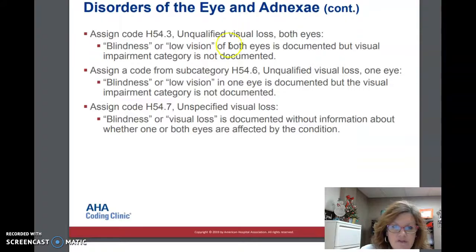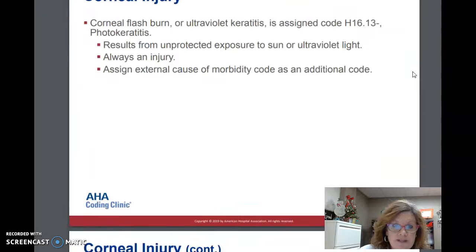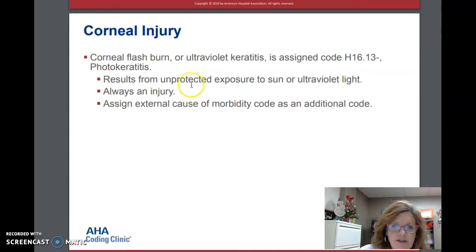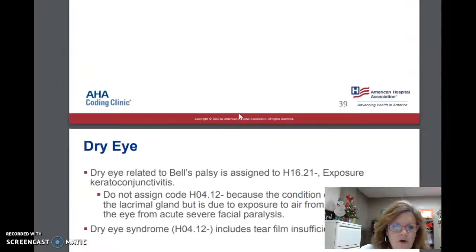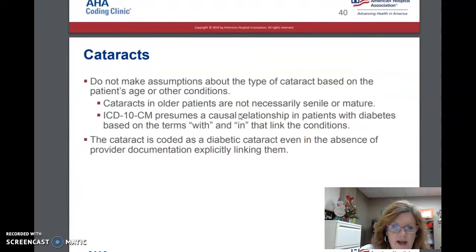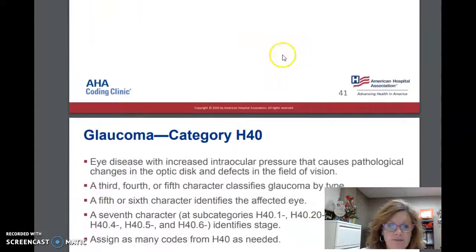Okay, so again, it's explaining the different codes out. There isn't any big coding rules to these. With a corneal injury, the only thing here, if there's an external cause, add that as an additional code. Okay, so with that we have dry eye, cataracts. One thing to remember, cataracts in older patients are not necessarily senile or mature. Make sure once again you look at the documentation. A cataract is not coded as diabetic in the absence of provider documentation; again, you have to have the documentation to code it that way.